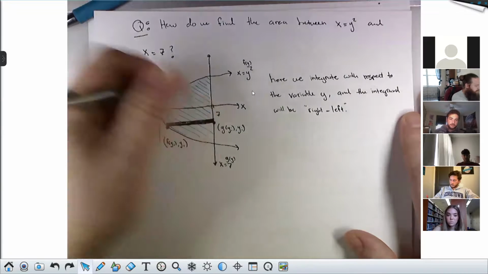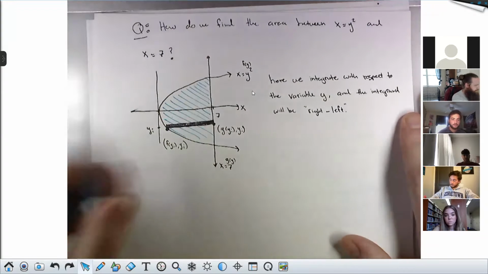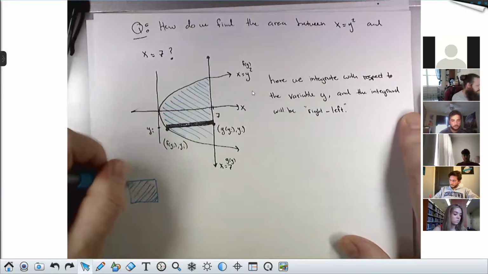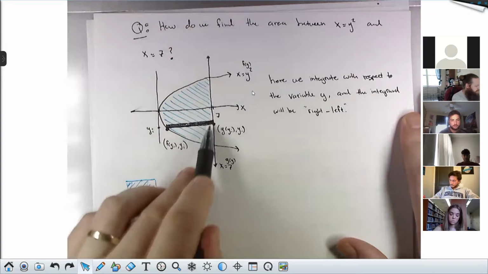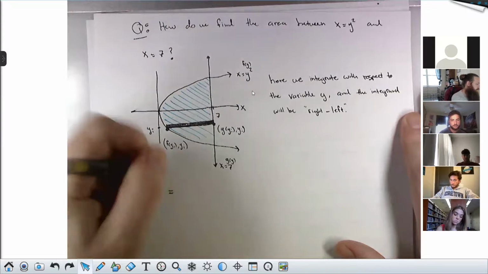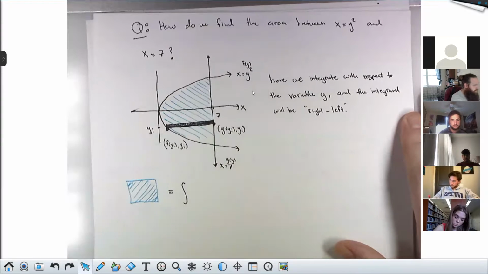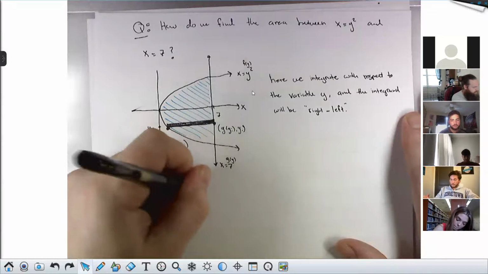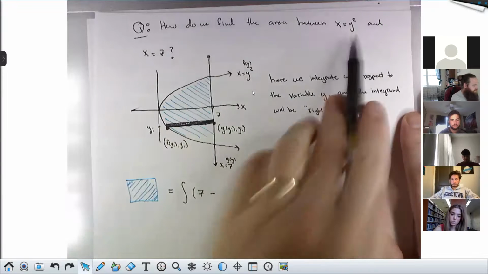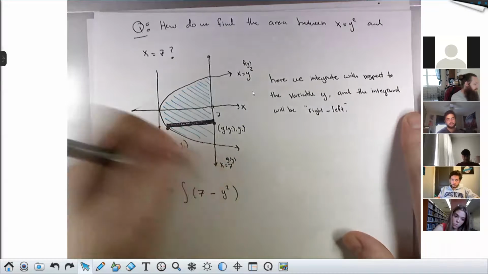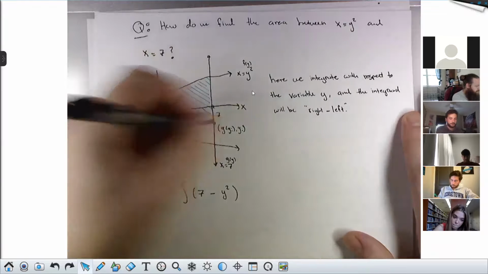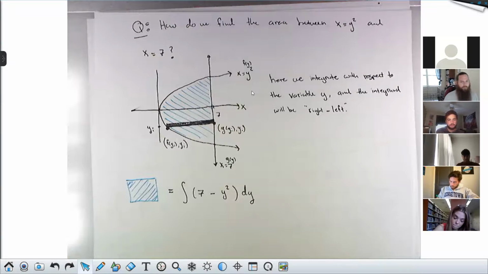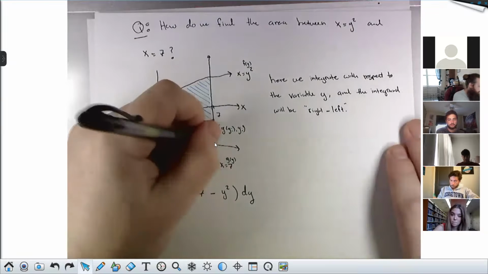So what's this function over here? And of course, the width of your rectangle there would be delta y. So your blue shaded area here is going to be the integral of the right function minus the left function. The right function here is just the constant function 7. And the left function is y squared. The width of your Riemann rectangle is delta y. So in the limit, that would become a dy.